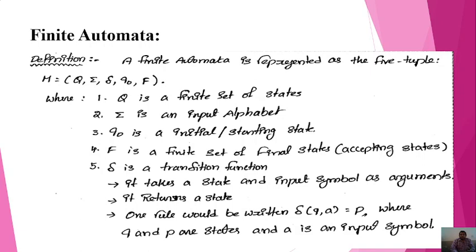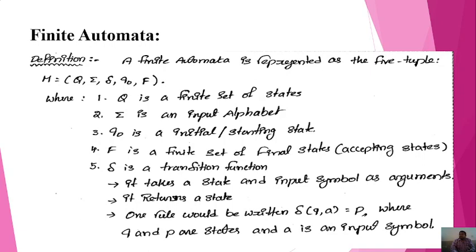Here Q means nothing but a set of finite states. That means a set of states. And sigma is an input alphabet. That means whatever input symbols are used to construct that particular language or that particular machine. And Q naught is the initial state, and it is also known as the starting state. And F is a set of final states. That means it can allow more than one final state also. And this final state is also known as the accepting state.